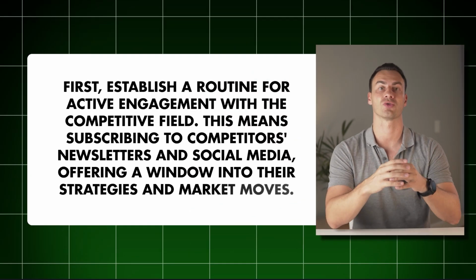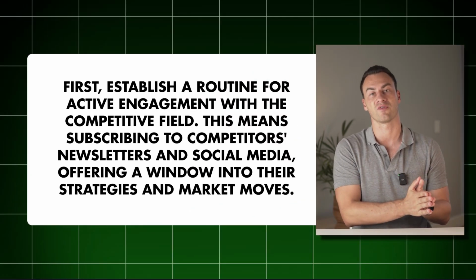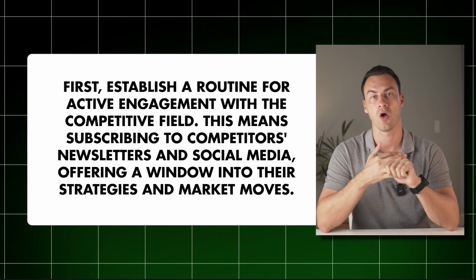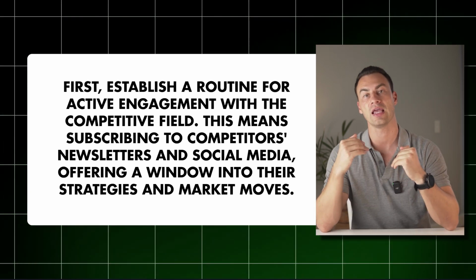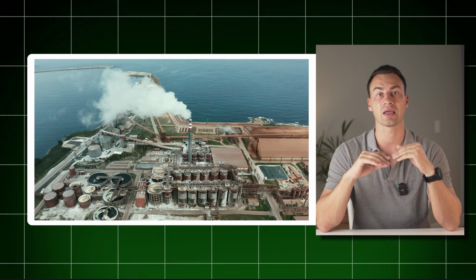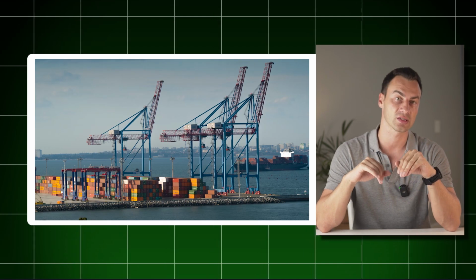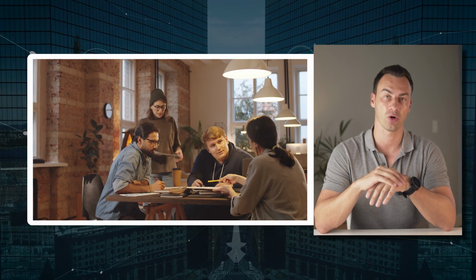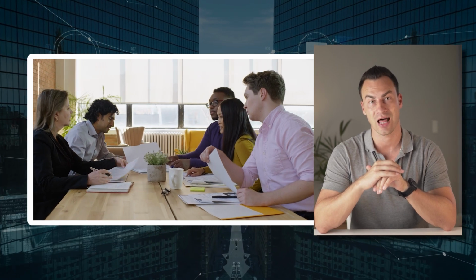Here's the streamlined approach. First, establish a routine for active engagement with the competitor field. This means subscribing to competitors' newsletters and social media, offering a window into their strategies and market moves. Also make it a point to attend industry events, not just for networking, but to gather intelligence on trends and competitor behavior. Utilize competitive intelligence tools for regular updates on competitors' activities and market shifts. These tools help you stay informed without the constant manual effort, allowing for strategic adjustment in real time.